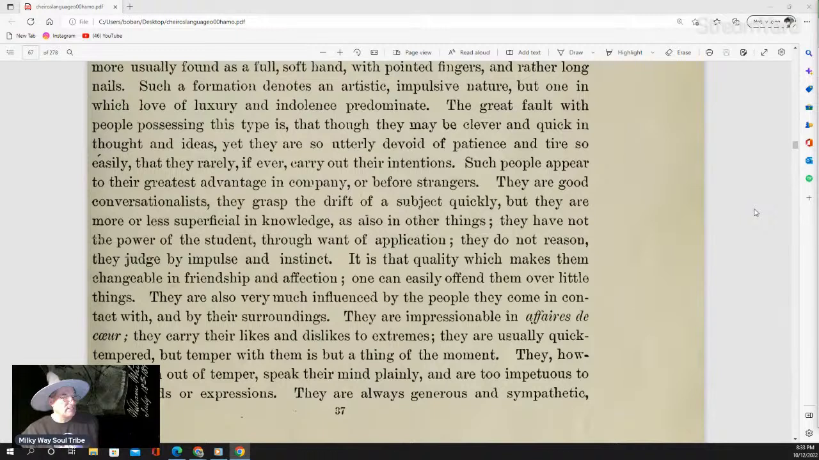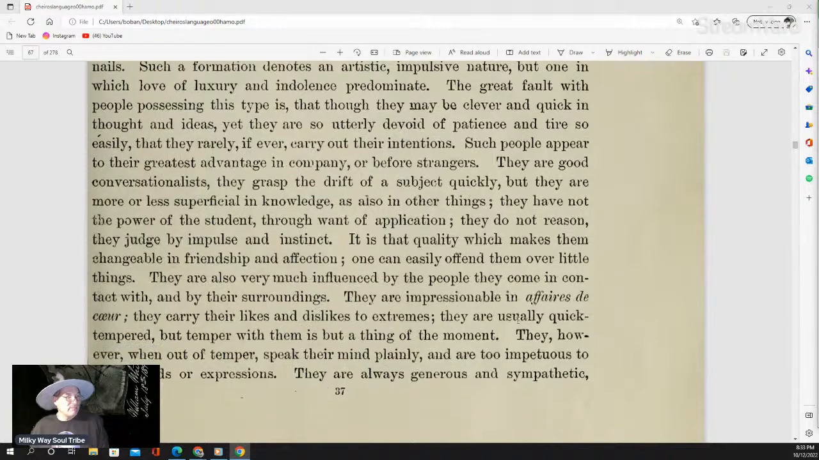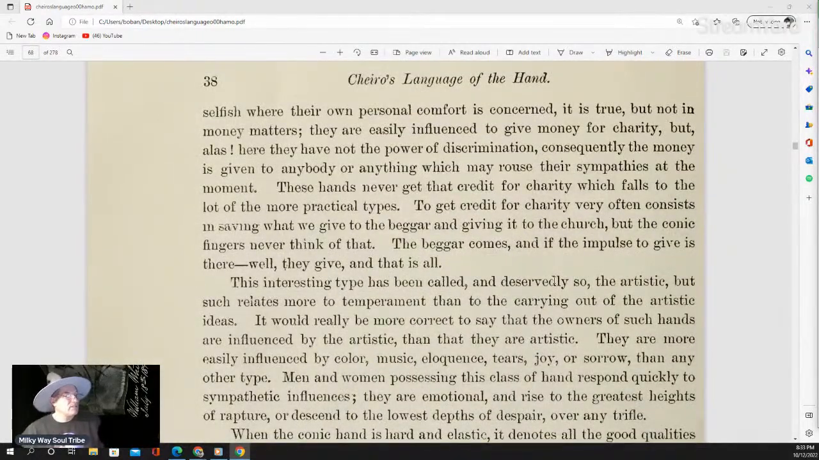They carry their likes and dislikes to extremes. They are usually quick-tempered, but temper with them is but a thing of the moment. They, however, are without guile, speaking their mind plainly, and are too impetuous to study their words or expressions. They are always generous and sympathetic. Selfless, where their own personal comfort is concerned. It is true, but not in money matters. They are easily influenced to give money for charity, but alas, here they have not the power of discrimination. Consequently, the money is given to anybody or anything which may arouse their sympathies at the moment.